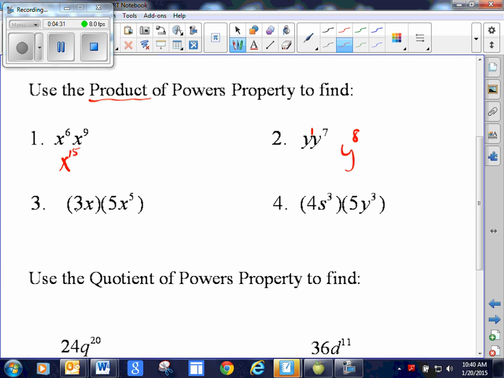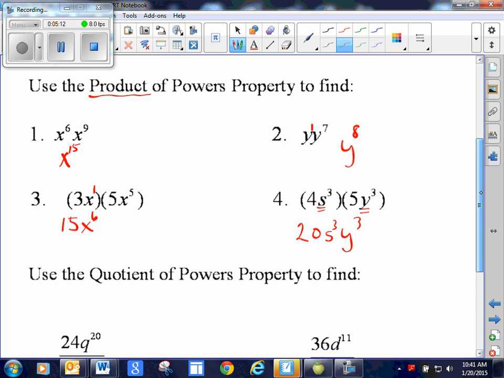On this one, multiply your numbers together just like you would if this was all stretched out. If this was 3 times x times 5 times x, x, x, x, x, you'd multiply the 3 and the 5 together and get 15, multiply x to the 1st times x to the 5th, and get x to the 6th. And that's your answer. On number 4, 20, and notice we have s cubed and y cubed. These bases are not the same. There is nothing you can do to combine them. So your answer remains 20s cubed y cubed, because our bases are different.